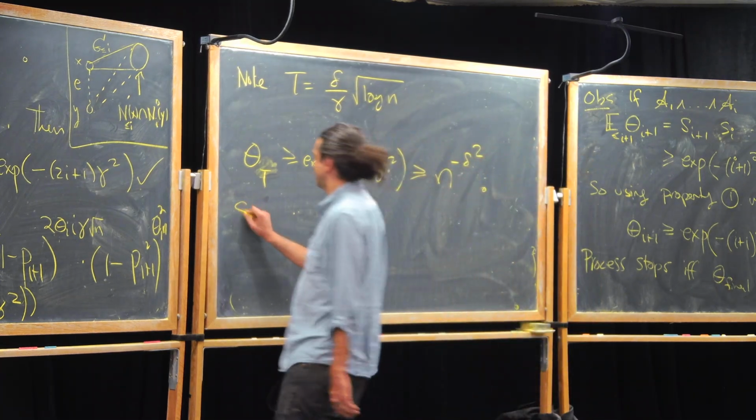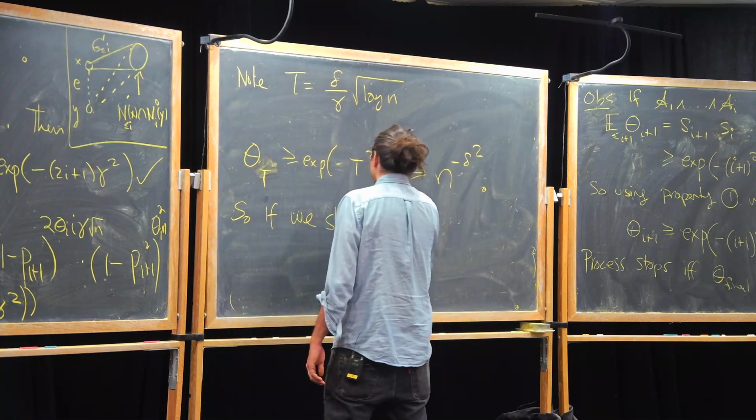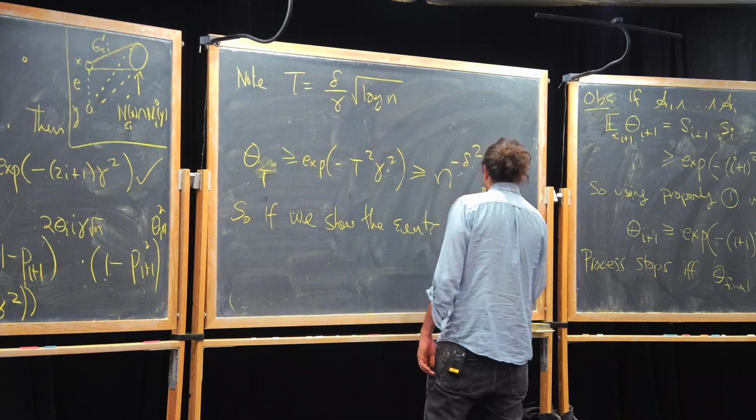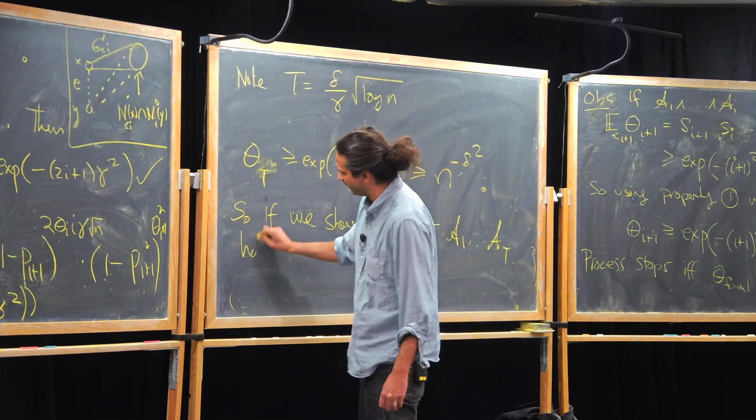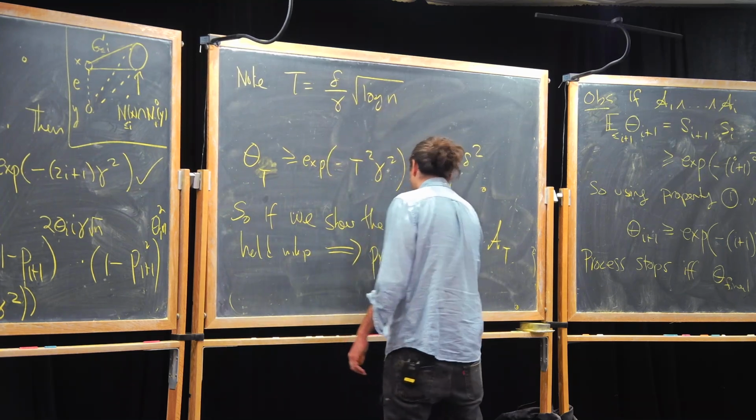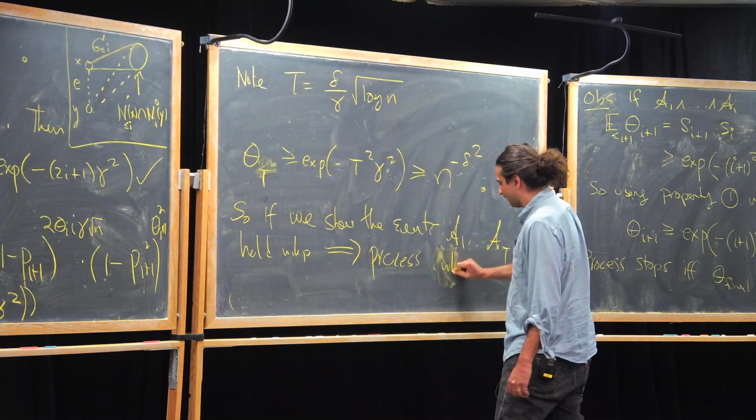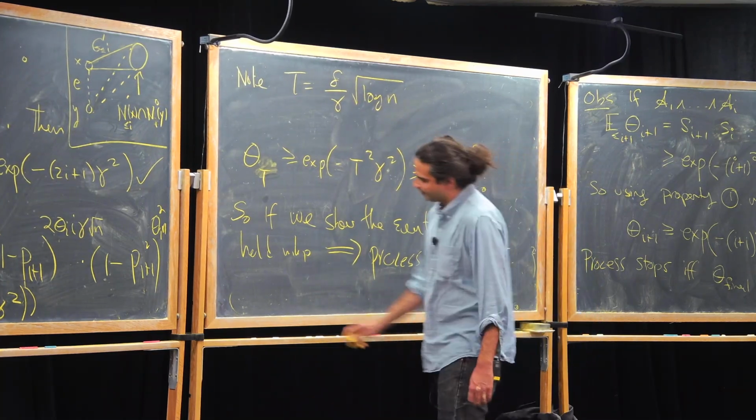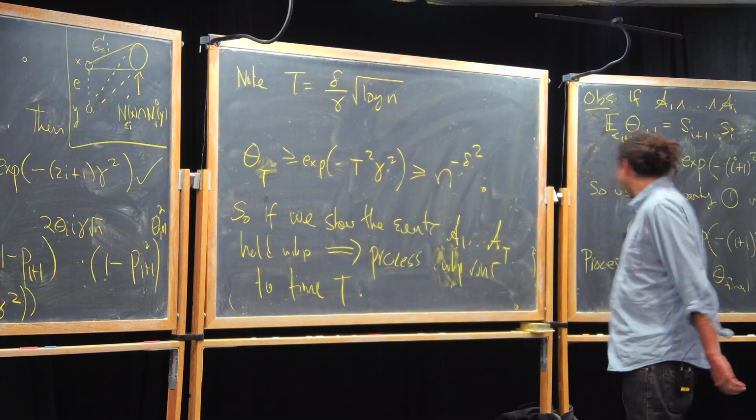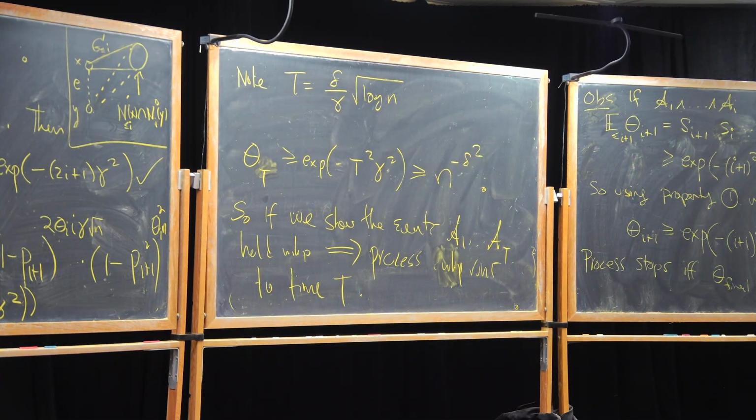OK, so if we can show the events hold with high probability, this implies the process definitely runs, or with high probability, runs to time t, which we feel good about because that was our whole purpose in this discussion. Is there any questions at this point?